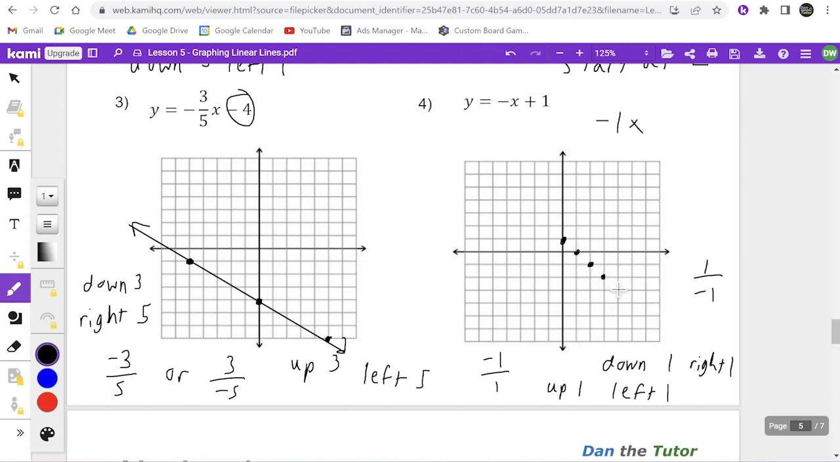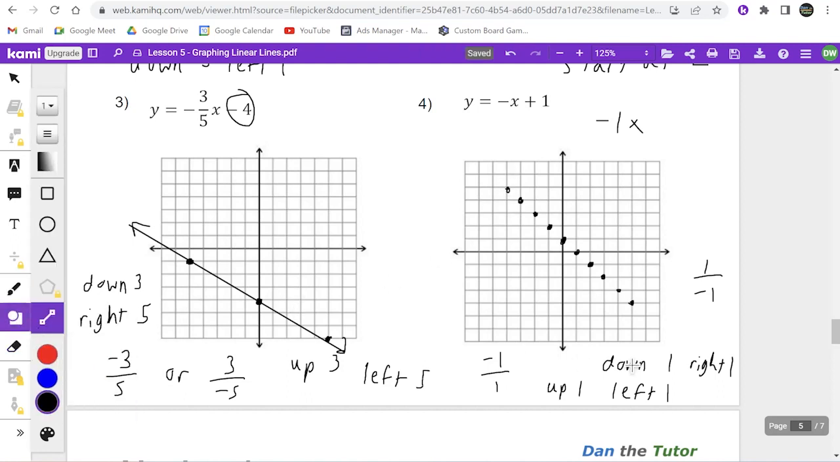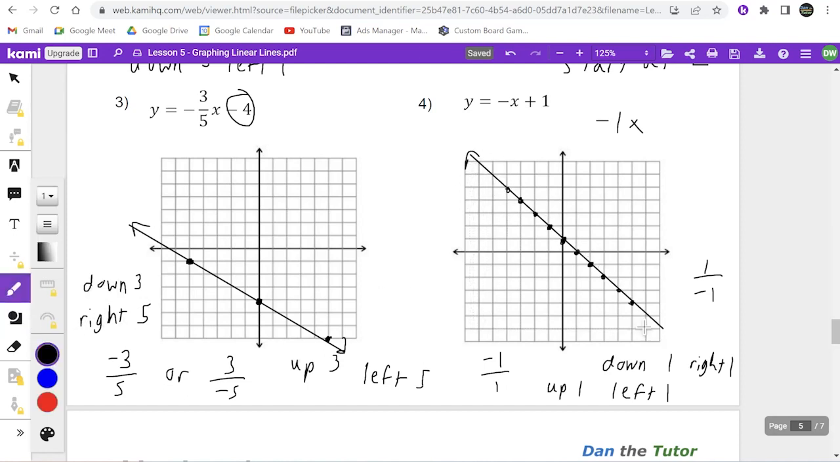Yeah, this one's got a lot of points. That's okay. And you don't have to go all the way to the end. You can just do enough where you know how to connect the dots. And then same for the other way. Just connect the lines, basically. Up 1, left 1, up 1, left 1. Right foot, left foot. And then finally, connect the lines, connect the dots. And there we go. There's our answer.